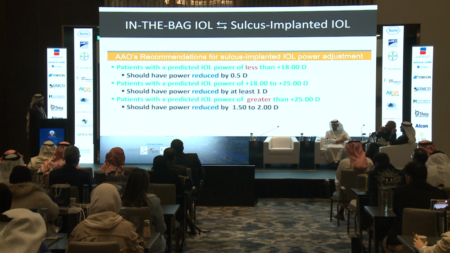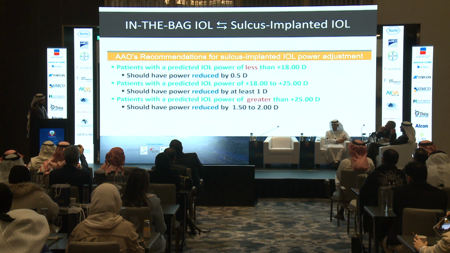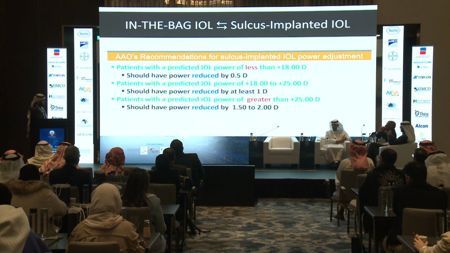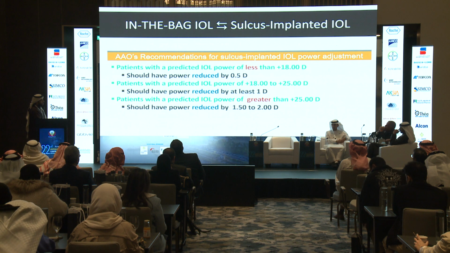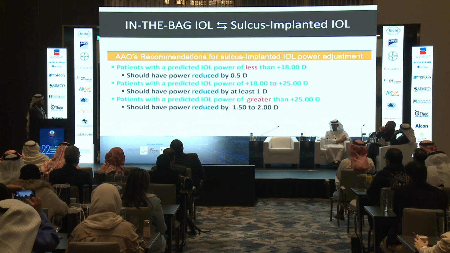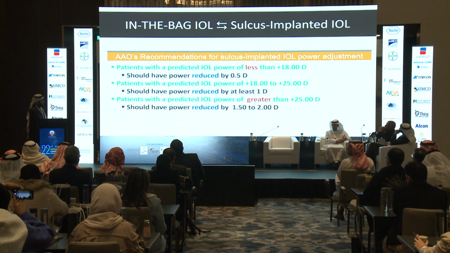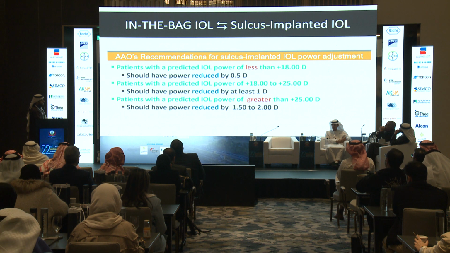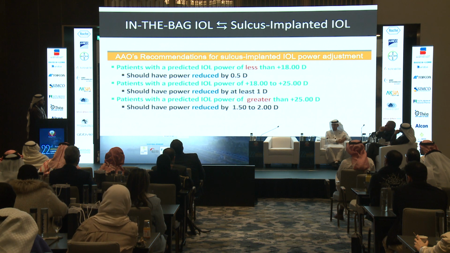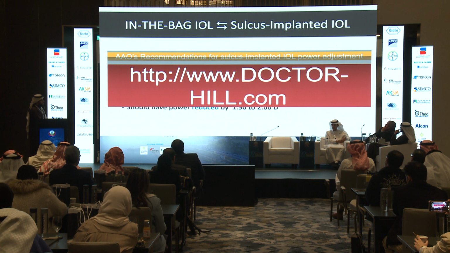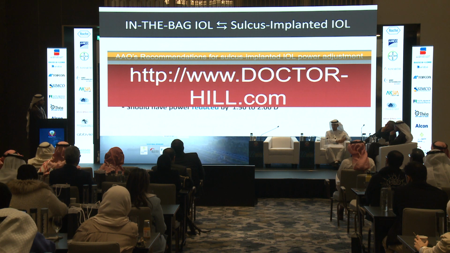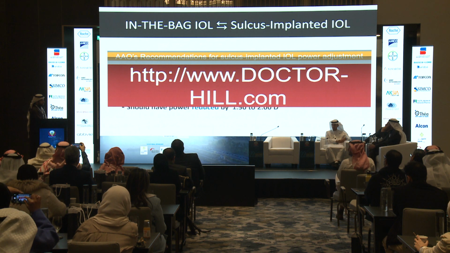Okay, IOL power and position. When we try to implant the IOL in the sulcus, we have to reduce the power. But by how much? There is a table from the American Academy that depends on the power. We have to reduce the power of the IOL. For example, if you will use 27, you have to reduce it by 1.5 or 2 if you will implant it in the sulcus. But you can go to this website and you will find a table for each power, how much you should decrease if you will implant it in the sulcus.